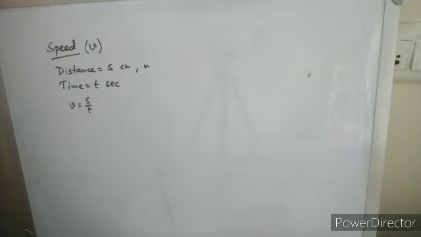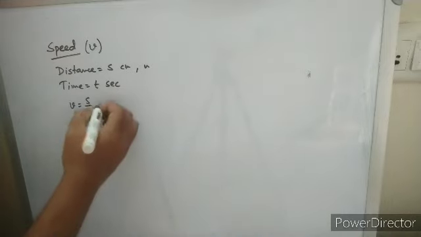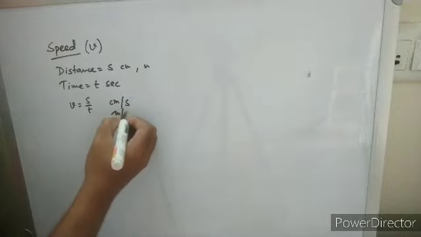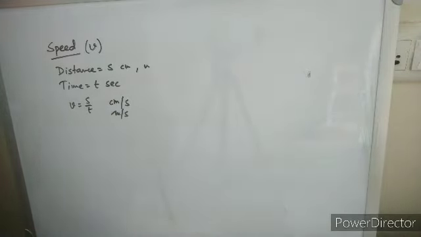Now, what is the unit of speed in the CGS system? It is centimeter per second or meter per second, the unit of speed in the CGS and SI systems.